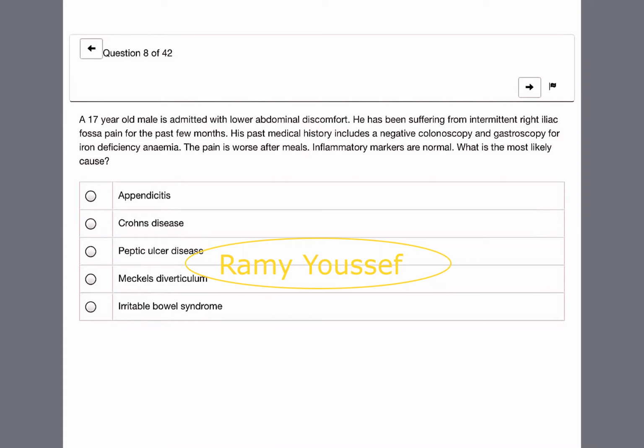Okay, Crohn's disease: inflammatory markers will be high. It is a chronic inflammation of at least the terminal ileum, so inflammatory markers will be high. At the same time, here the patient just feels the pain after meals, and this can match with a diverticulum with ectopic epigastric mucosa.